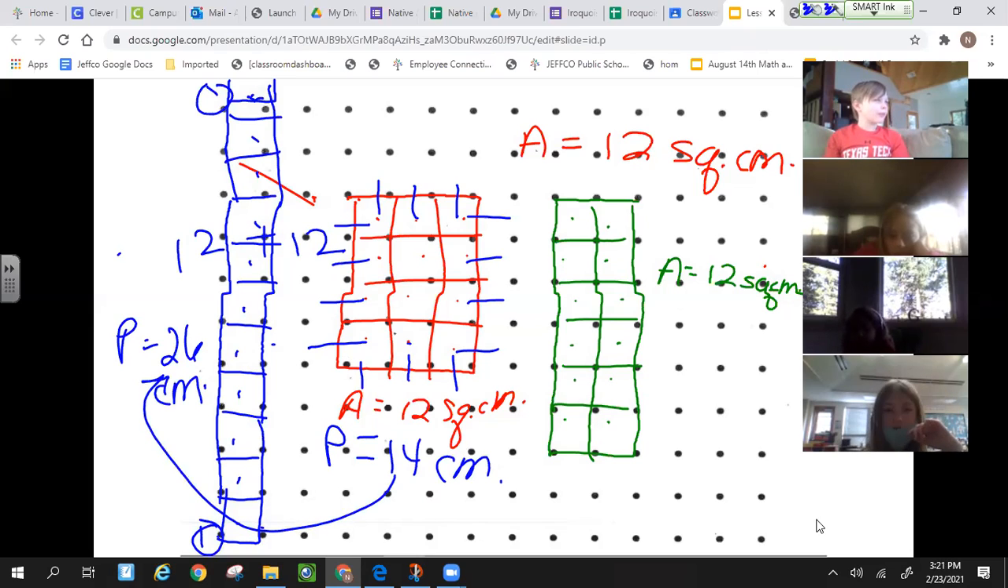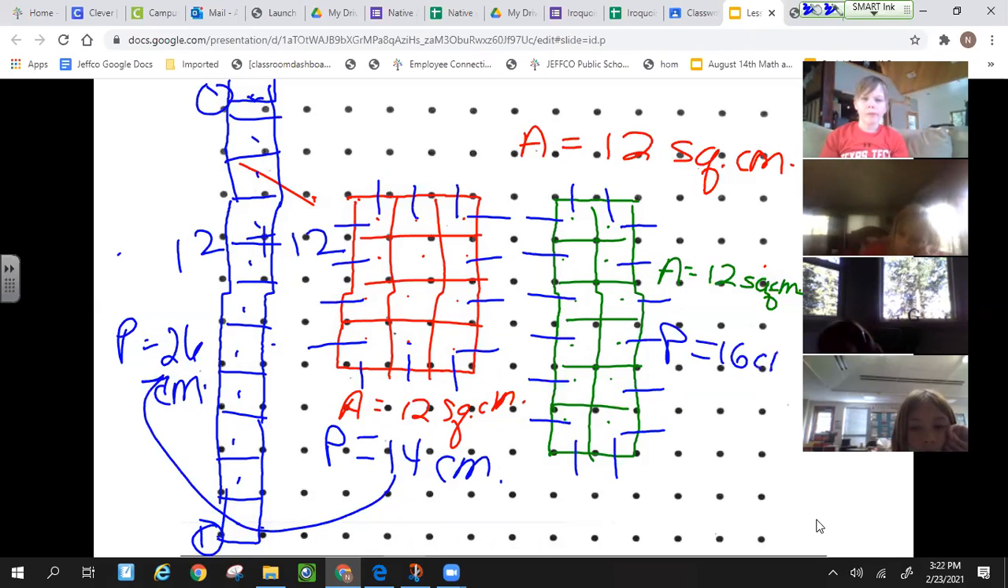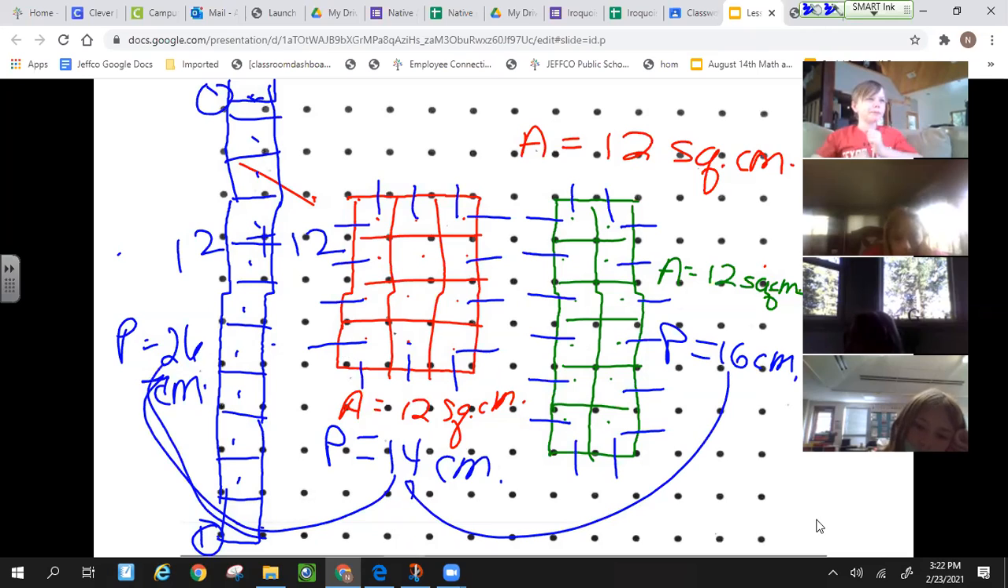All right, one more. 1, 2, count with me. 3, 4, 5, 6, 7, 8, 9, 10, 11, 12, 13, 14, 15, 16. So look at that. Perimeter of 16, perimeter of 14, perimeter of 26. However, all of them have an area of 12.